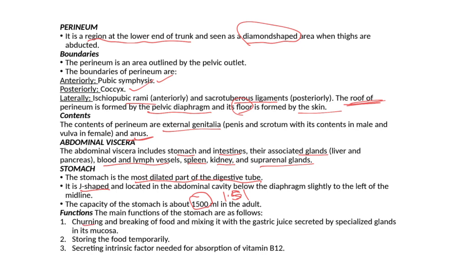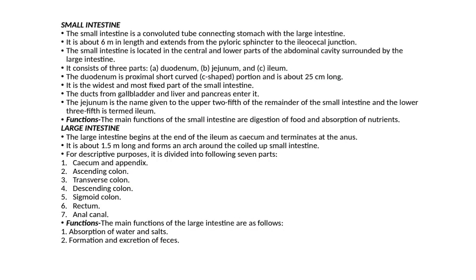Function: churning and breaking of food and mixing it with the gastric juice secreted by specialized glands in its mucosa, in the stomach mucosa. Then storing the food temporarily. Secreting intrinsic factor needed for the absorption of vitamin B12. This is a very important function. The stomach secretes intrinsic factor that is required for the absorption of vitamin B12. Usually the absorption of the nutrients happens in the intestines, but in case of vitamin B12 it is being absorbed in the stomach itself.